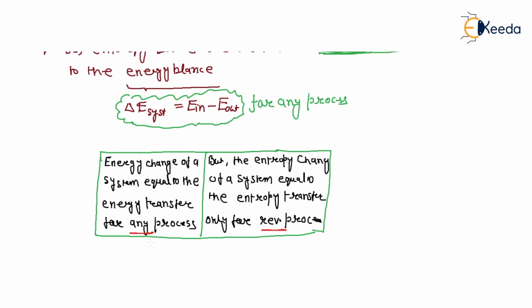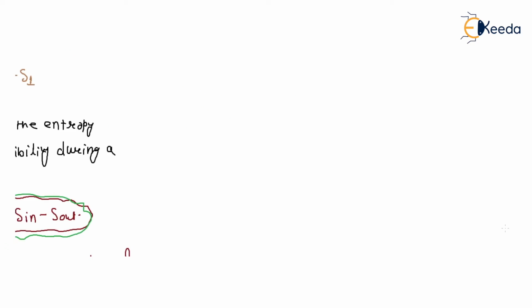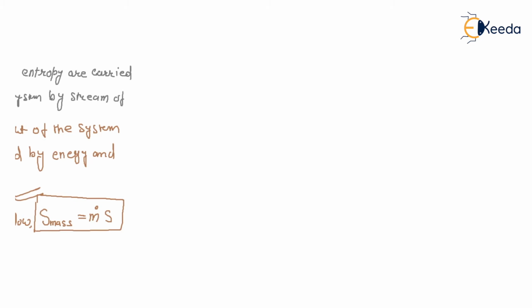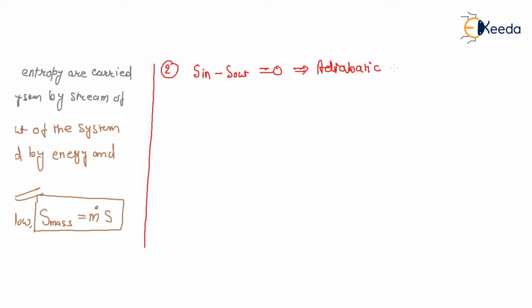Okay, now next we will see the second point. See, the entropy transfer by heat is zero for an adiabatic system. We know that the entropy transfer, that means Si minus So, is 0 for an adiabatic system.